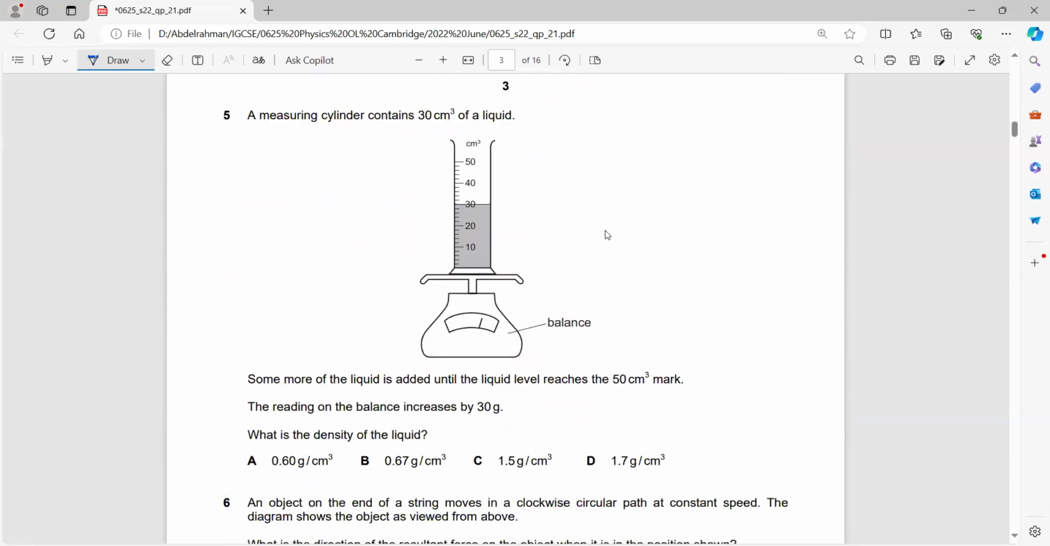A cylinder contains 30 centimeters of liquid. Some more liquid is added until it reaches 50. The reading increases by 30 grams. What's the density? How can I find the density? Mass over volume. What's the mass? 30. And the volume is 20, because initially it was 30 and it has increased to 50. 30 divided by 20 is 1.5.